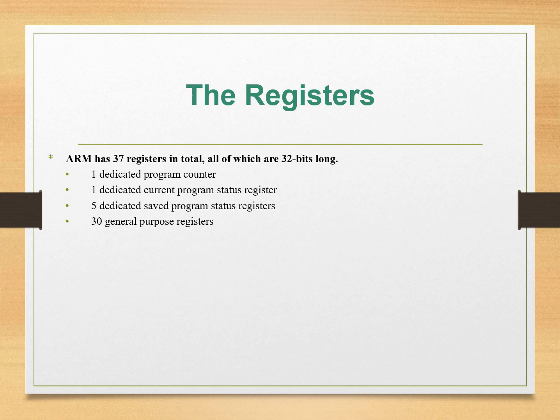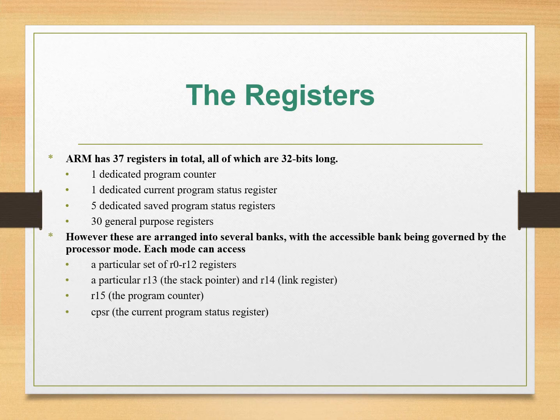These are the registers which we can handle, we can control, we can program. However, these are arranged into several banks with the accessible bank governed by the processor mode. It depends on what kind of mode is currently being executed by the processor. So the first one is a particular set of registers R0 until R12, so it will be 13 registers. This is the scratch pad, the one that you can manipulate, you can put the data in, you can do anything with it.